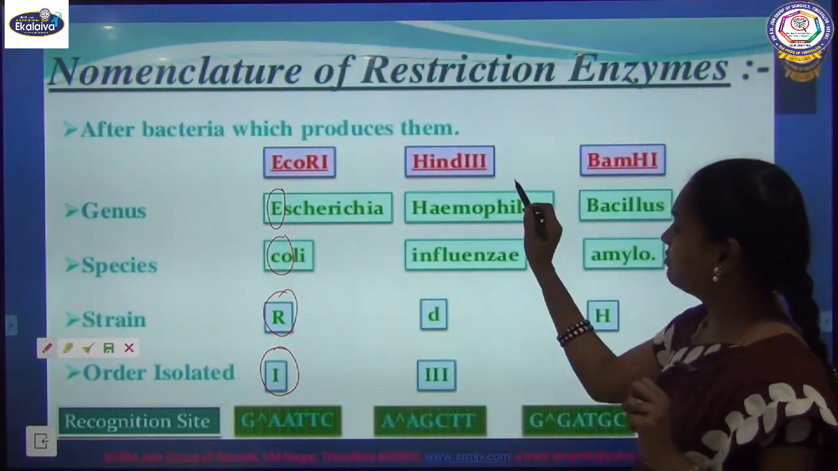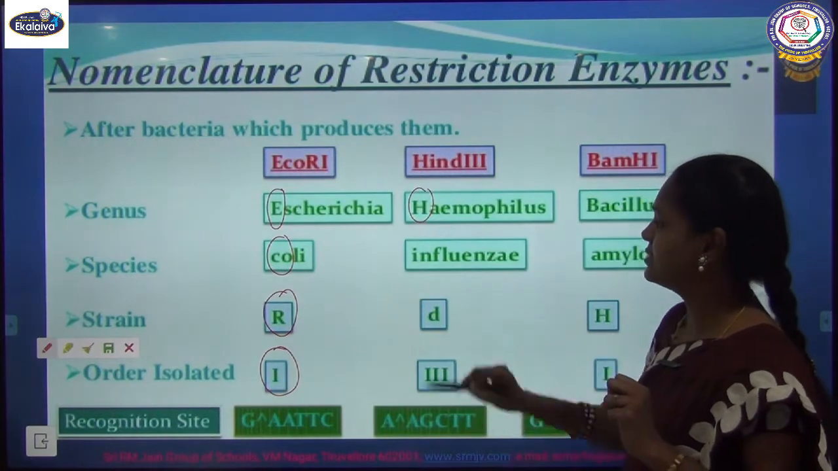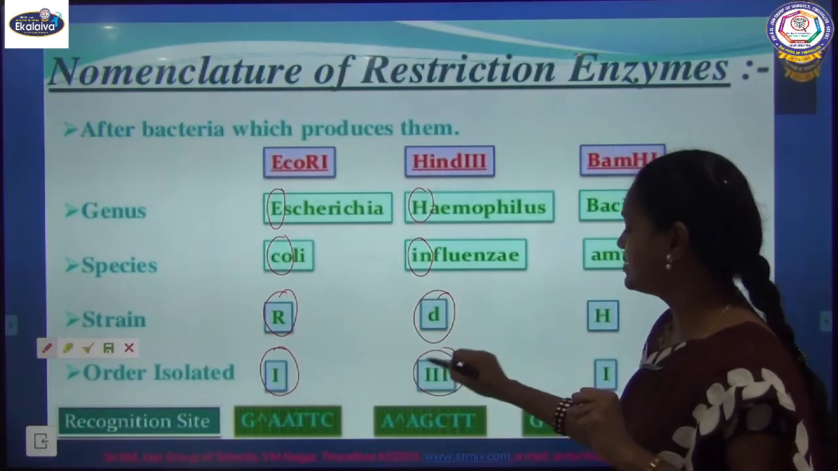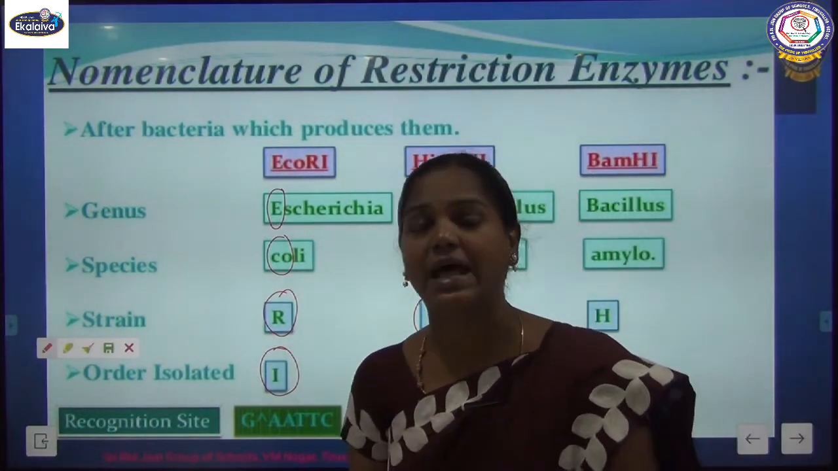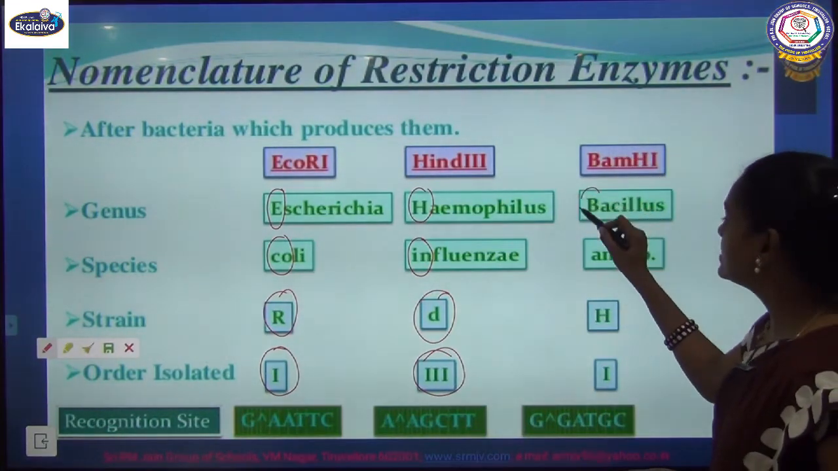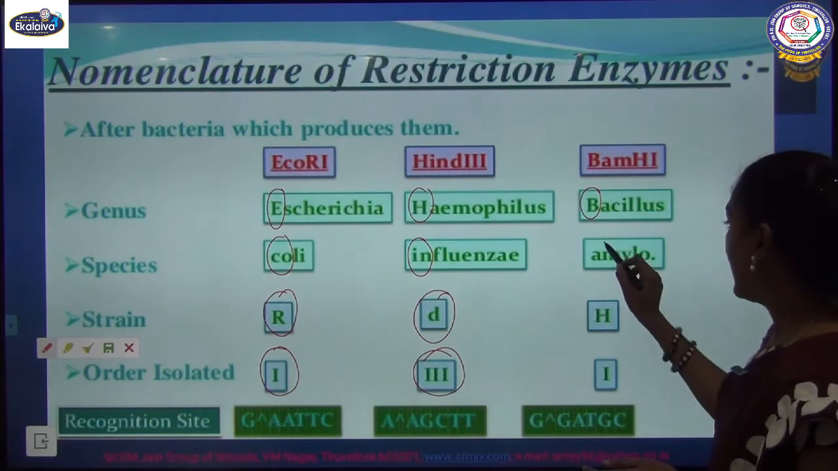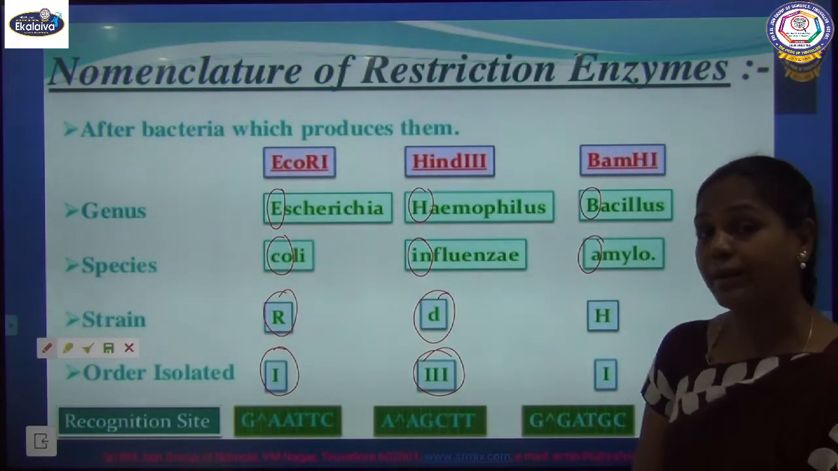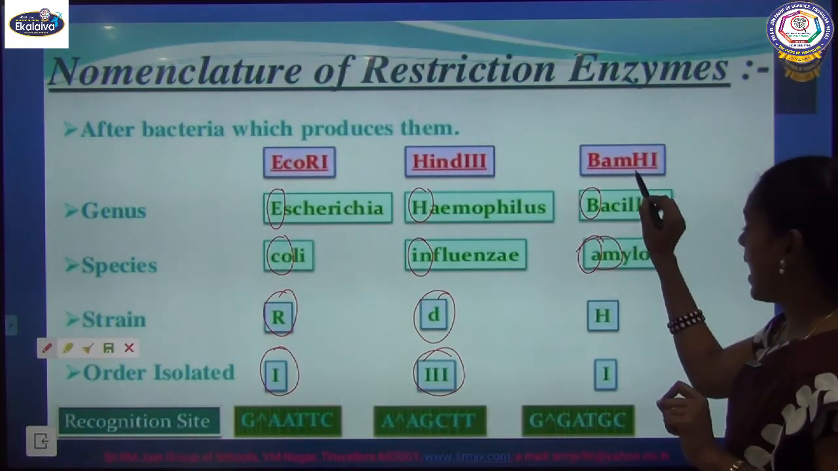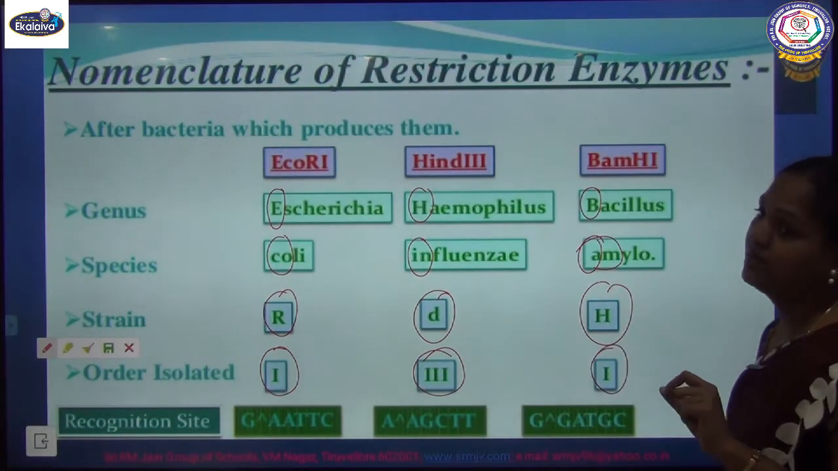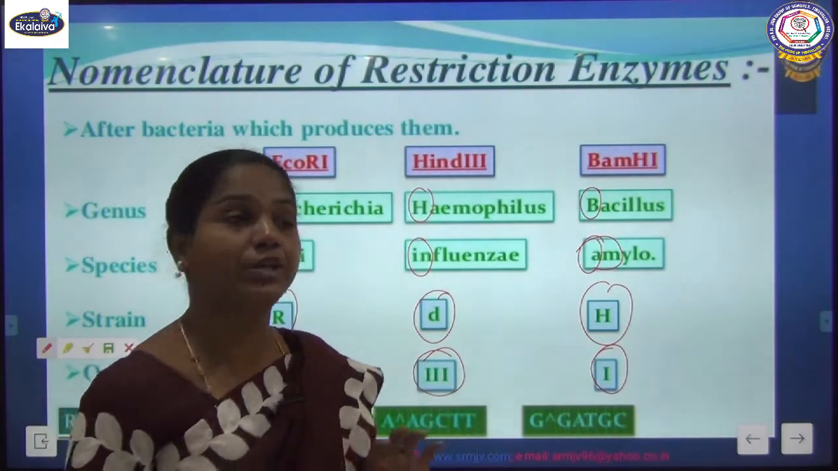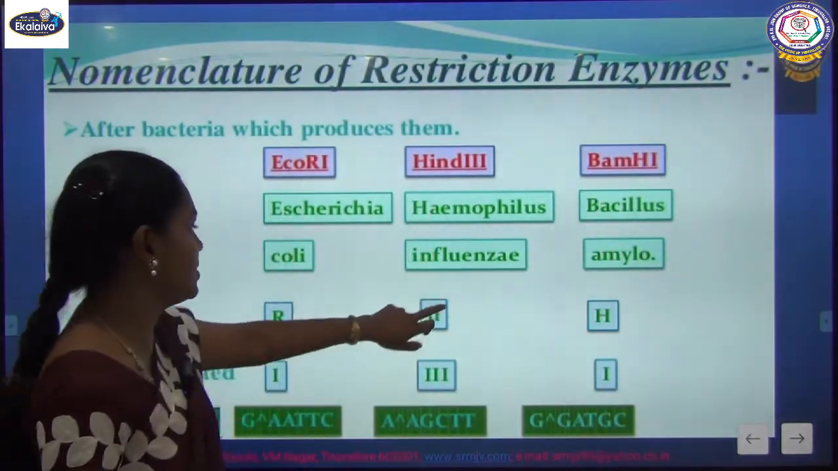Then HIN3, the same thing, Haemophilus influenzae: H, then 2 letters from the species, then the strain, and this is the order. It was discovered after the discovery of the HIN2 enzyme. In the same manner, BamH1 is from the Bacillus bacteria, B, and from the species called Amyloliquefaciens. So we take the first 2 letters, that is AM, and the strain is H, and it was the first enzyme discovered from that particular bacteria. So this is about the nomenclature of these restriction enzymes.